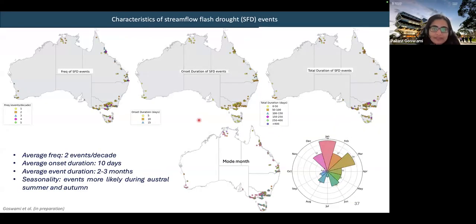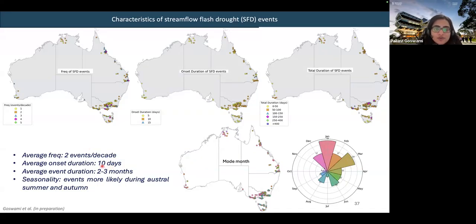This is just to give a glimpse of what the frequency of these events looks like, what the onset duration looks like, what the total duration of these flash drought events is, and what the seasonality is. These events are definitely significant because we see two events per decade. That's less because these are rare events, but still critical.